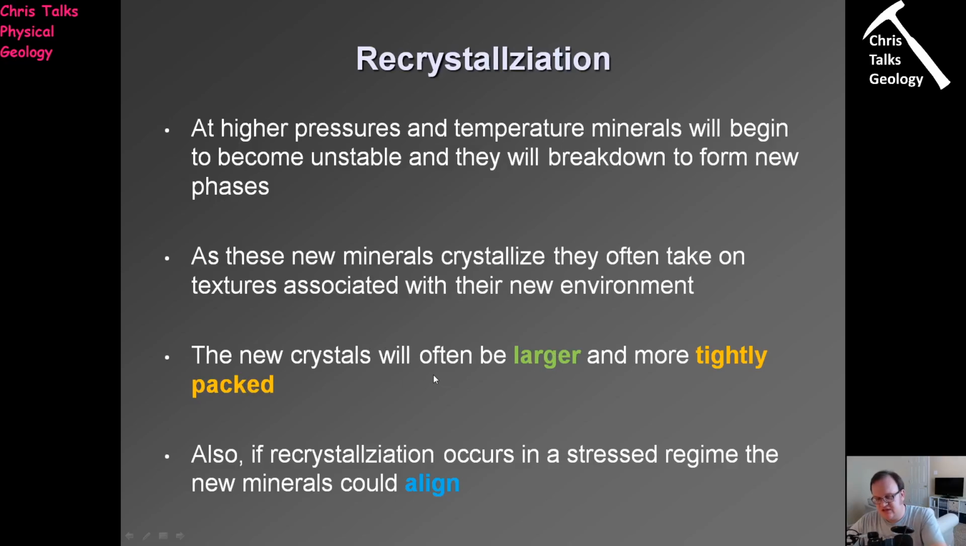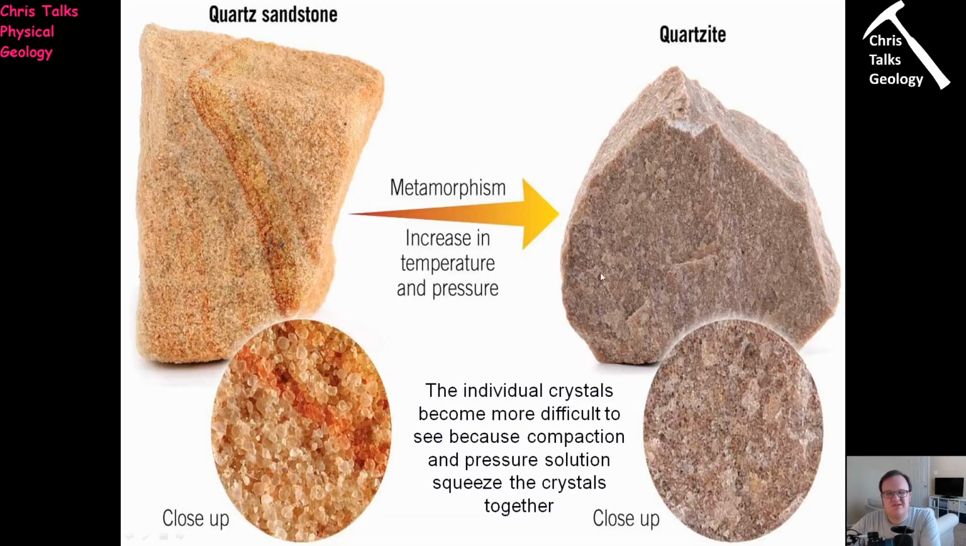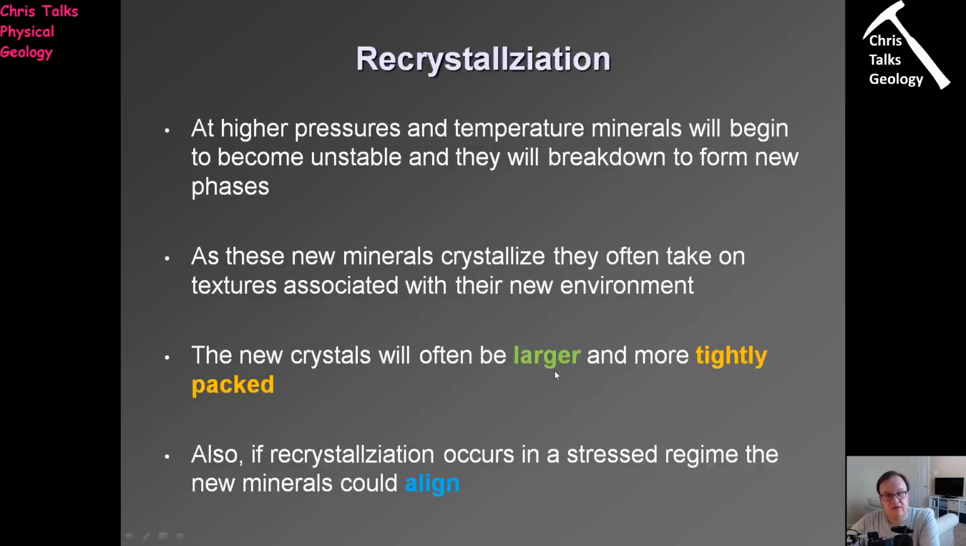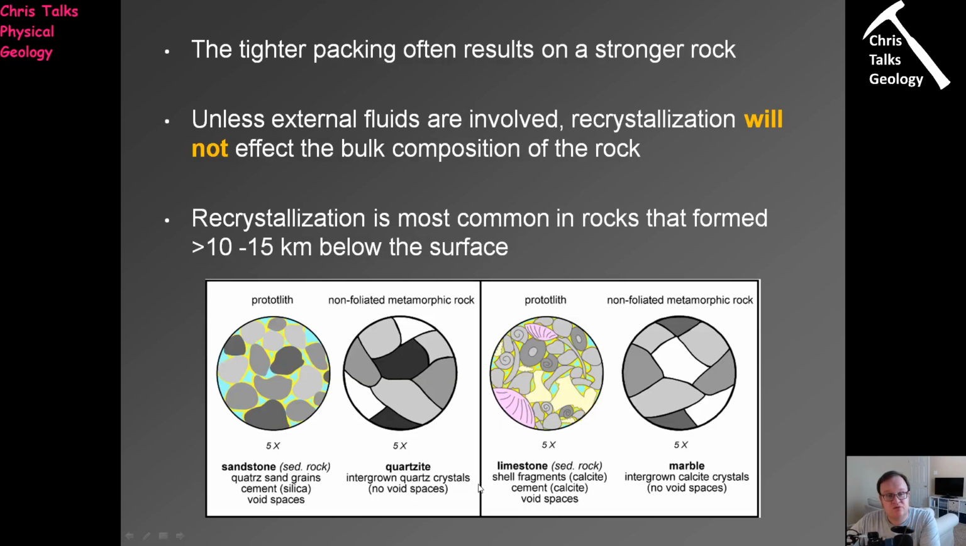Now, in terms of the quartzite, the crystals don't tend to become larger, but they will become more tightly packed due to compaction and pressure solution and dissolution. So in the case of a marble, this is what we'll tend to see: larger crystals, and those crystals will tend to be far more packed into each other. Obviously, we won't see an alignment because the stress regime is equal in all directions.